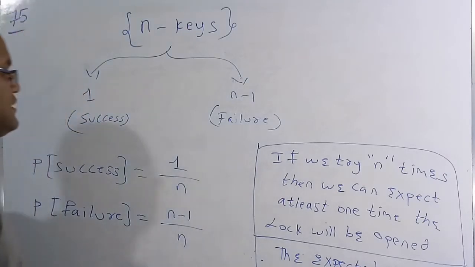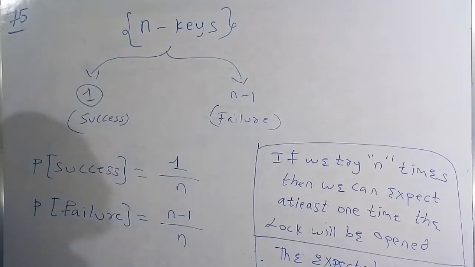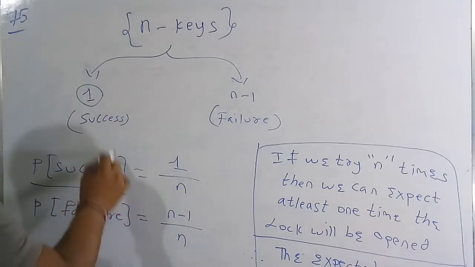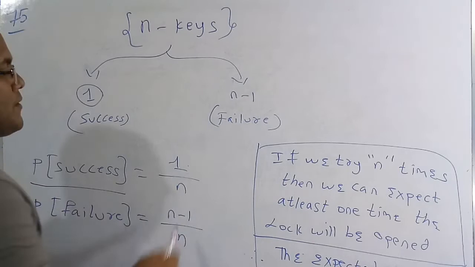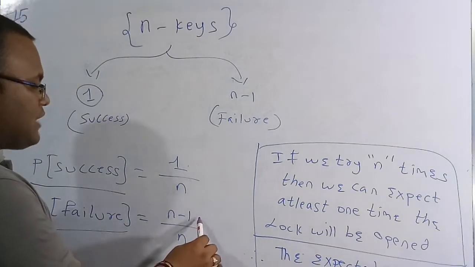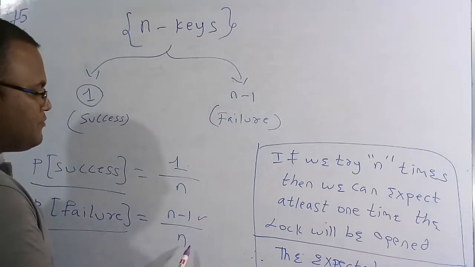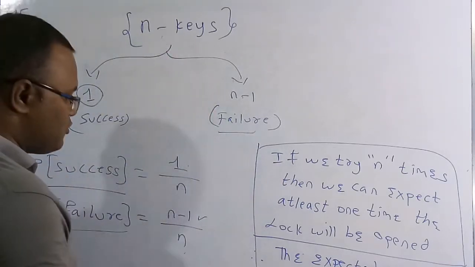Now you can see clearly only one event is a success out of the total number of events. So the probability of success is equal to favorable outcomes by total number of outcomes, which is 1 by n. Similarly, the probability of failure is equal to the number of unfavorable events by the total number of outcomes, which is n minus 1 by n.